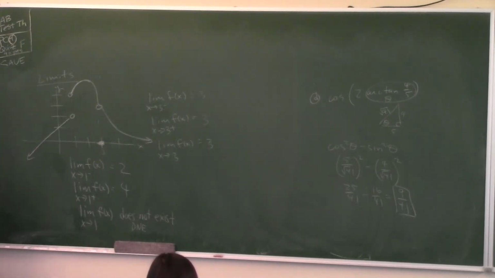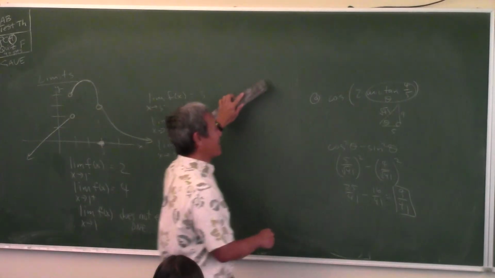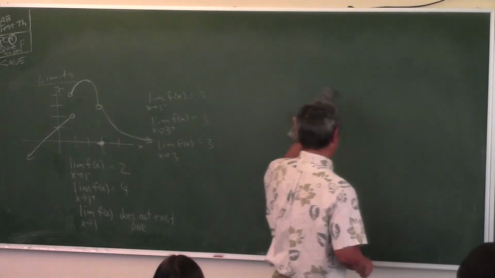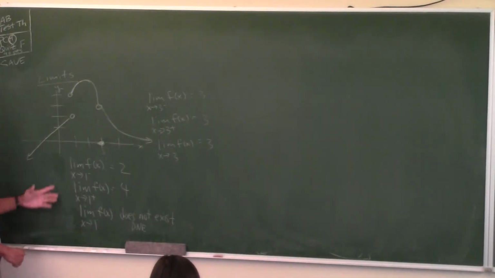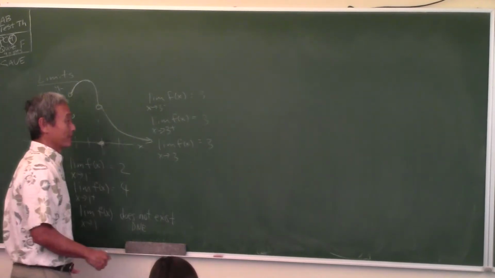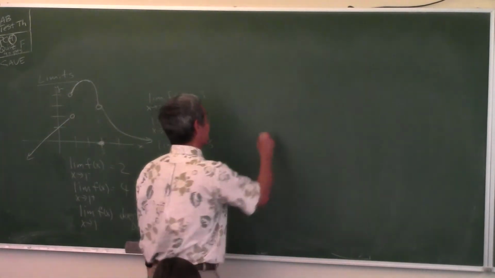If you have a graph in front of your face, it's really easy to figure out limits. I think I gave you 2 problems where you just look at the graph. But sometimes, in fact almost all the time, we don't have the graph. So how do you compute limits?